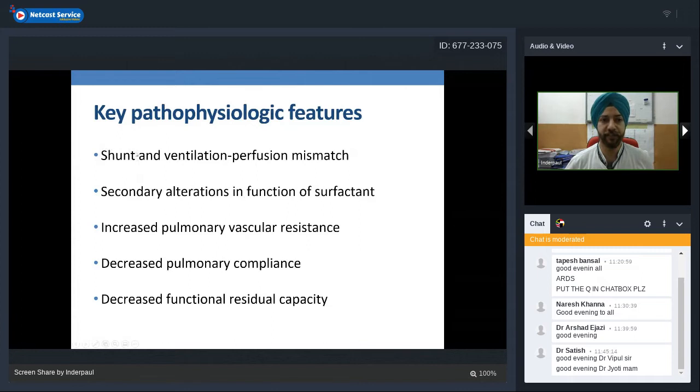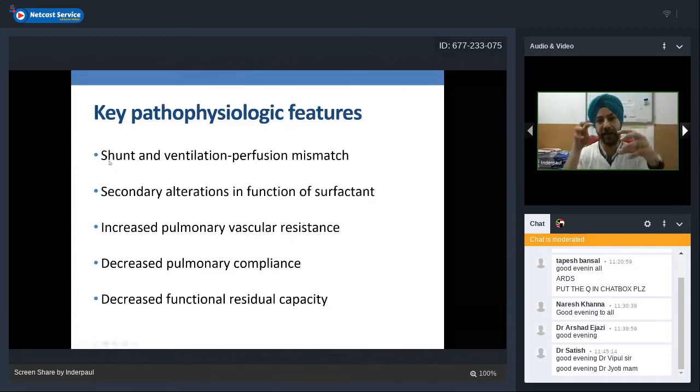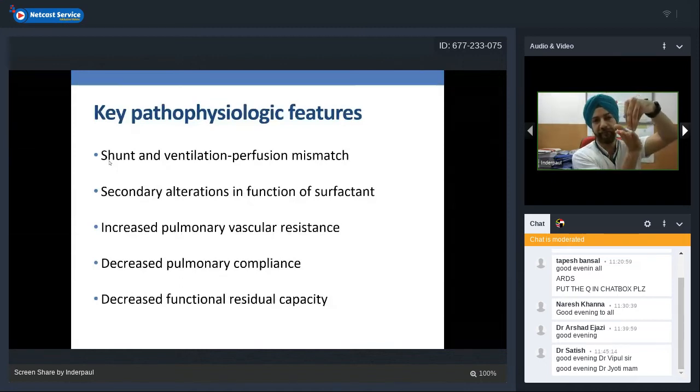And what is shunt? Shunt is when you have an alveolar unit which is completely filled with secretions, but you still get perfusion in that area. So you have a physiological dead space there. The ventilation is not there, but the perfusion is there. Whatever perfusion comes does not get oxygenated blood. So it behaves as a shunt in the lung.